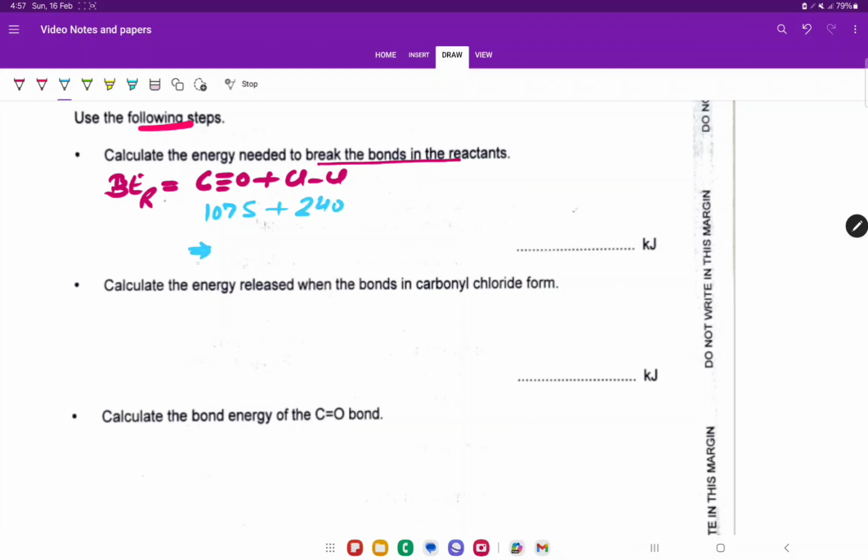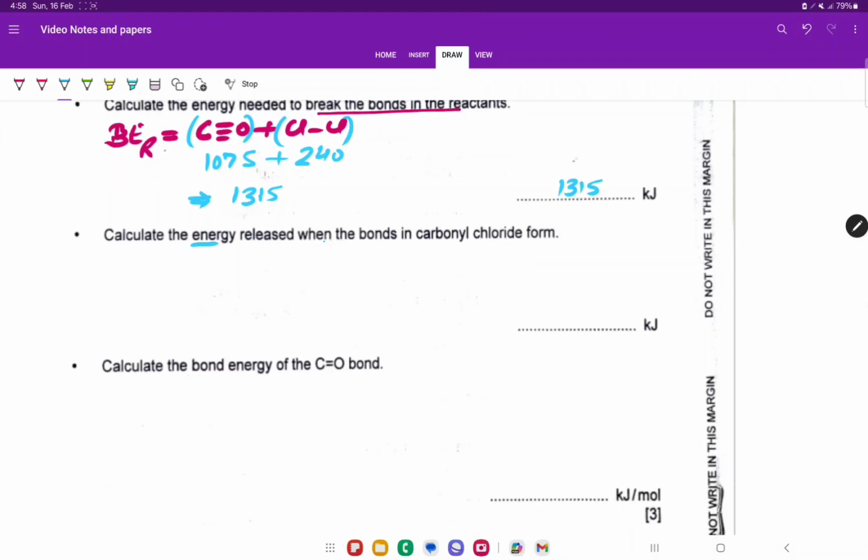The sum total of the bond energy, which is the bonds broken, comes out to be 1075 plus 240, which is 1315. This will be the answer. 1315 kilojoule is my answer. The bond energy of carbon monoxide plus the bond energy of the chlorine molecule gives you the bond energy of the reactants, which we have found.